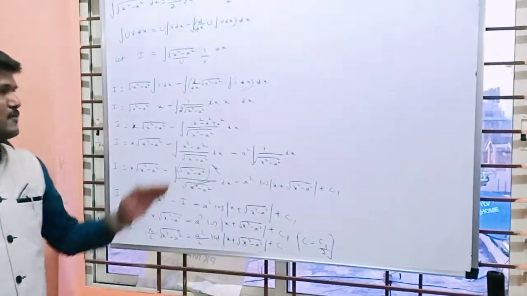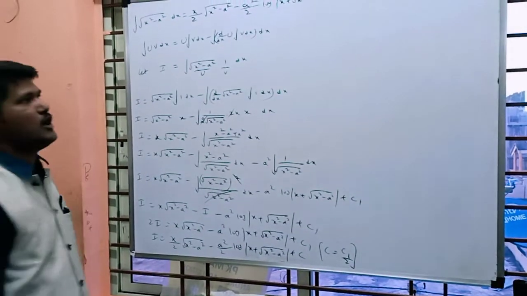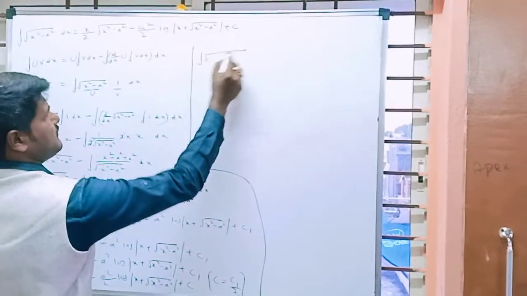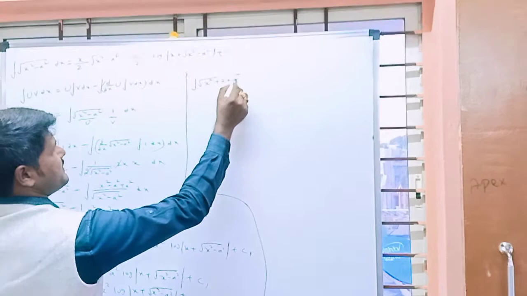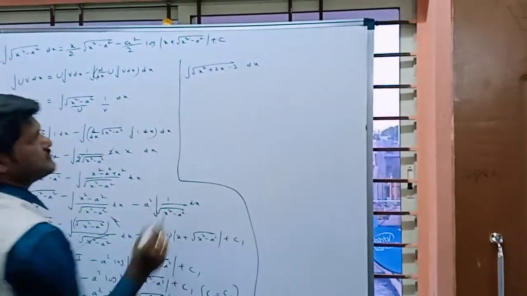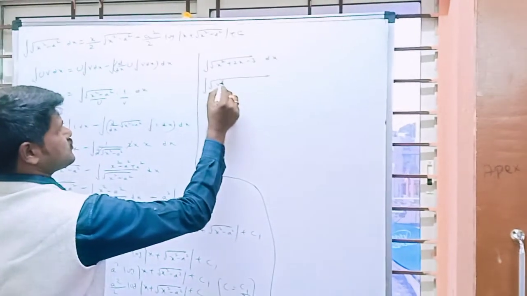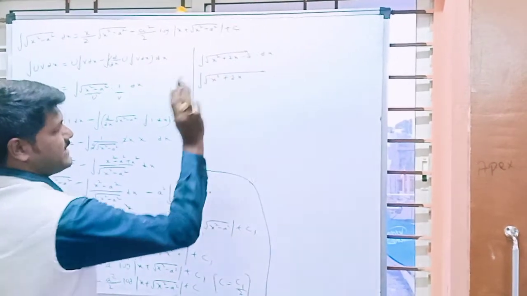For 5 marks, with this they can give one more question also. How they can give the question, I can explain to you. Integral root of, suppose, x square plus 2x minus 3 dx is given. How to solve this question? Integral root of x square plus 2x. The first 2 terms you write as it is.